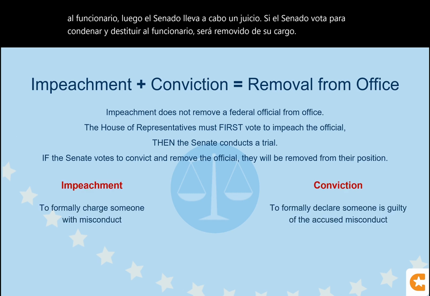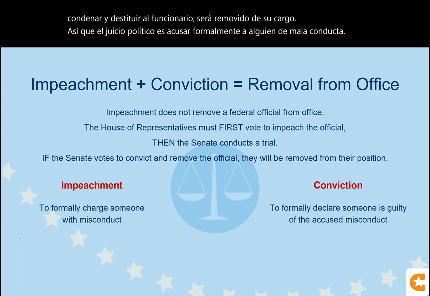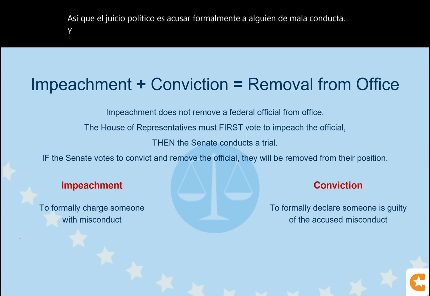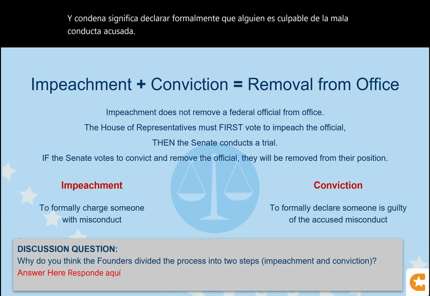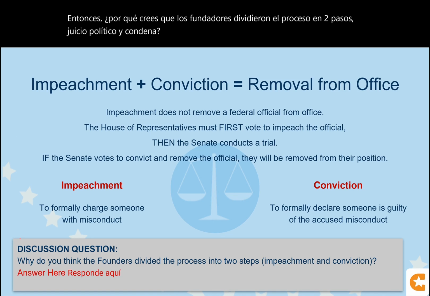So, impeachment is to formally charge someone with misconduct, and conviction means to formally declare someone is guilty of the accused misconduct. So, why do you think the founders divided the process into two steps, impeachment and conviction? Answer now.